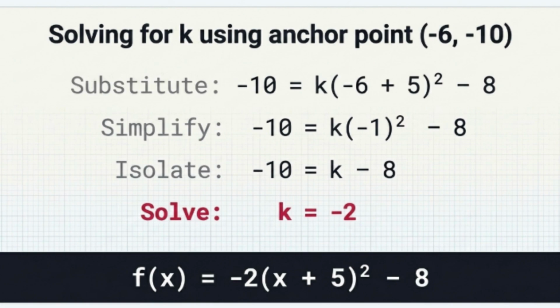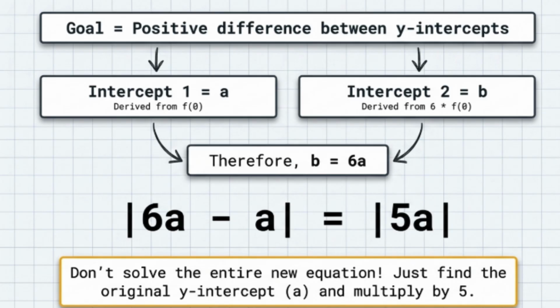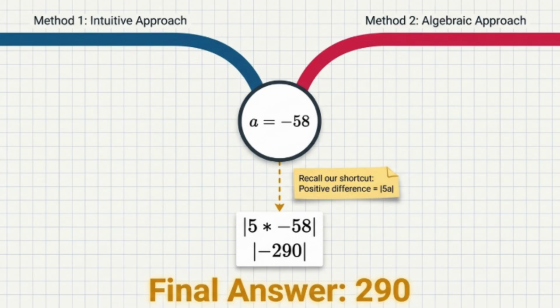Substitute x equals 0 to find the y-intercept a. a equals f(0) equals -2 times (0 plus 5) squared minus 8, which is -2 times 25 minus 8, then it is -58. Calculate the positive difference between a and b. The absolute value of 5a is 5 times -58, then it is 290.